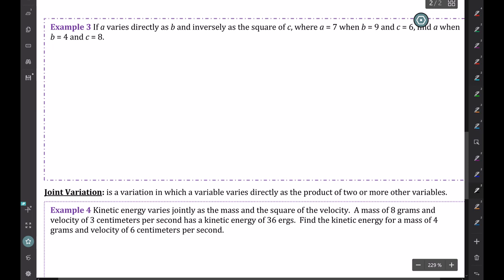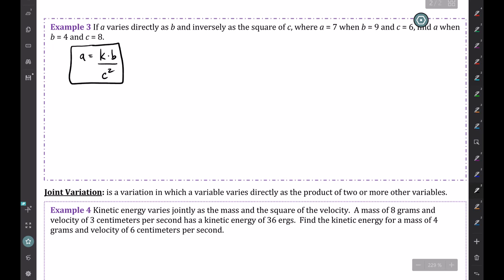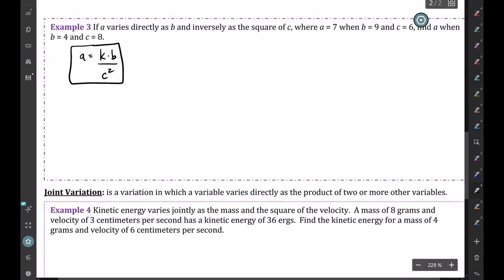Okay, so we have a varies directly as b, so we need to have a equals k times b, but inversely as the square of c. So that's a equals k times b over c squared is what you should start with. That's the relationship. And now we want to use our initial conditions. The first condition we're given is that a equals 7, b equals 9, and c equals 6.